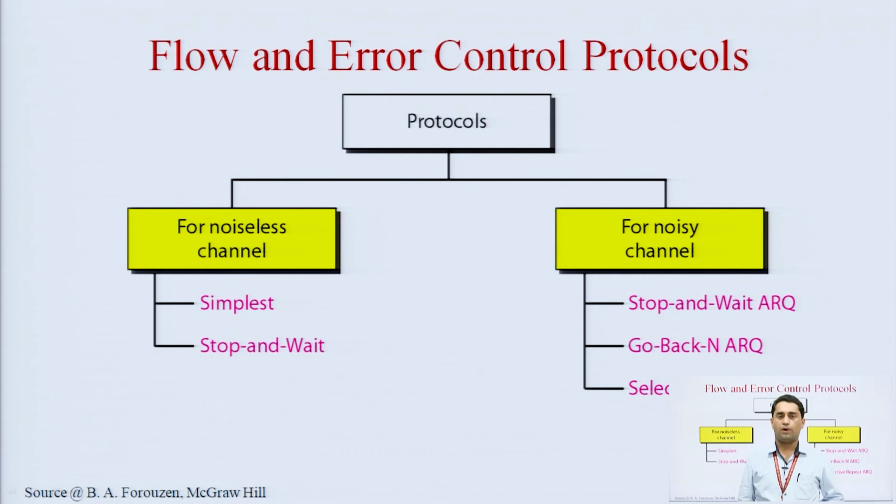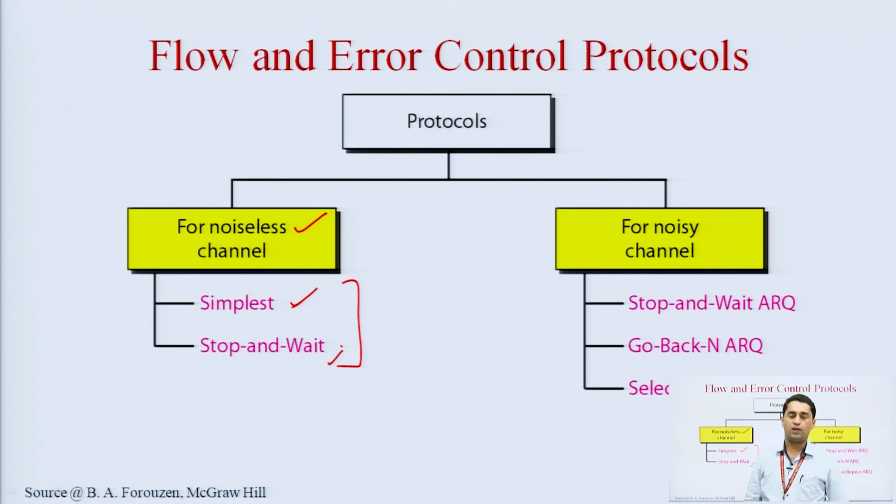Generally, we talk about two types of schemes. One is if the channel is noiseless, there is no noise. What is the meaning of noise? There is no type of distortion. If there is no distortion, no collision, no damaged packet or packet loss, then we generally follow the simplest algorithms. These two are the simplest ones: one is simplest and the other is stop and wait. Both come under the noiseless channel mechanism.